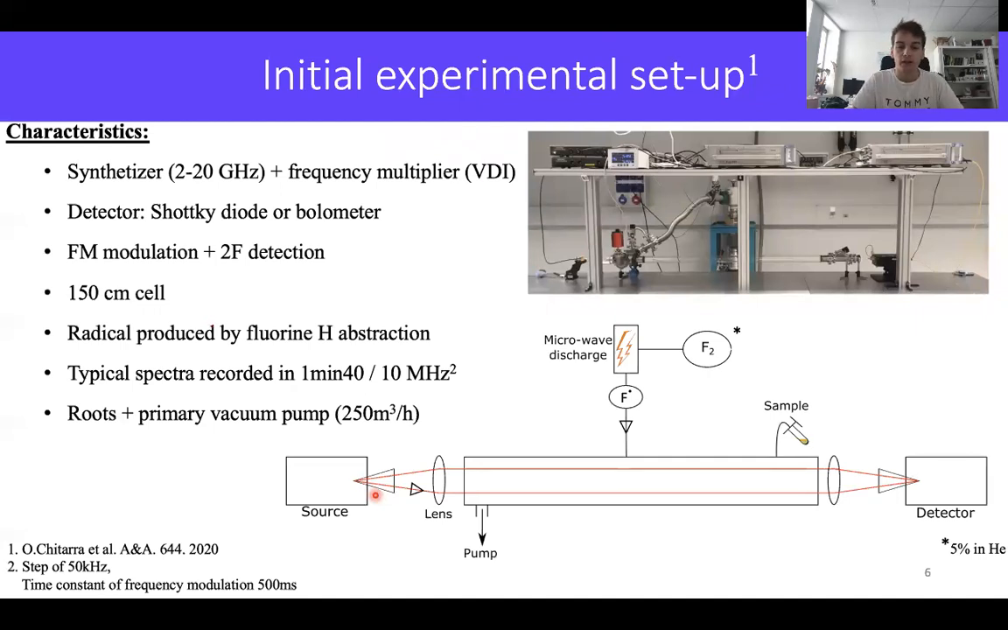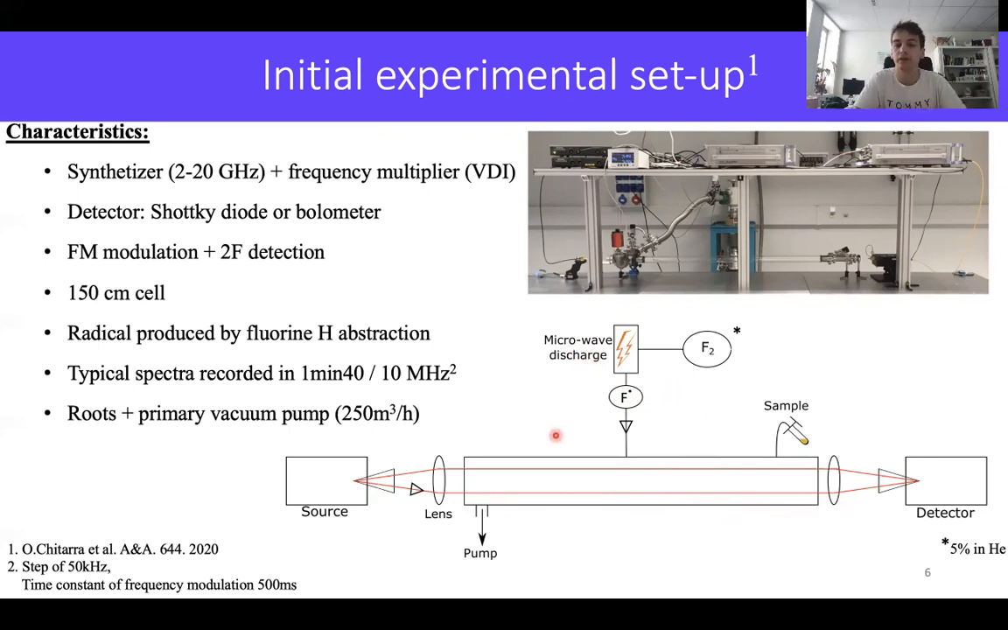CH2OH and CH3O have already been scanned by our team in a published paper. We used a synthesizer to produce the light, 2 to 20 gigahertz, with a frequency multiplier from VDI. We have a detector, Schottky or bolometer, and we use frequency modulation plus second harmonic detection to detect the lines of the radicals. We have a 150 centimeter cell, and we produce the radicals by fluorine H abstraction, and the atomic fluorine is produced by a microwave discharge.